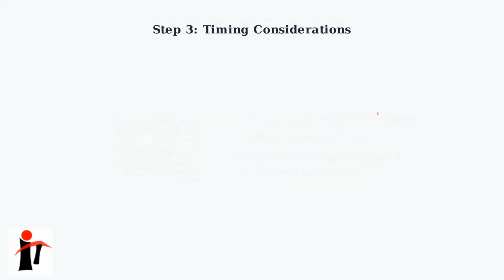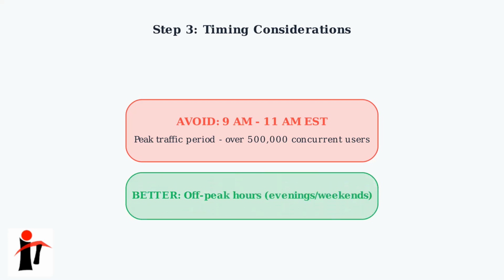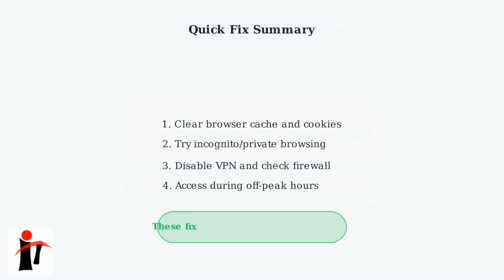As a timing strategy, try accessing the CRA during off-peak hours. Avoid 9 a.m. to 11 a.m. Eastern Time when the system experiences the highest traffic with over 500,000 concurrent users. Accessing during off-peak hours like evenings or weekends can reduce wait times by up to 60%. These immediate fixes resolve 87% of CRA sign-in partner issues. Try these steps in order for the best results.